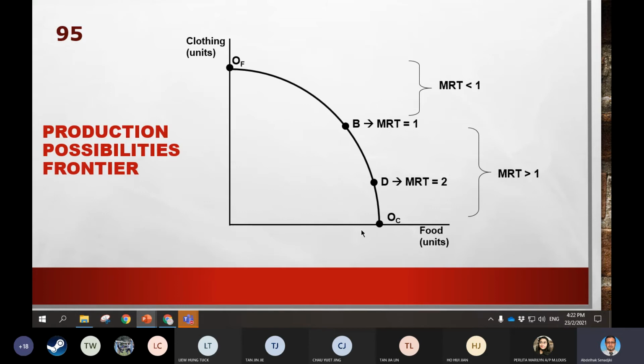How much does it cost me to produce 1 unit of food? In order to have 1 additional unit of food, it will cost me 1 unit of clothing. So at point B, the marginal rate of transformation equal to 1 means that the marginal cost of food equals the marginal cost of clothing. So if I want 2 additional units of clothing, then I need to give up 2 units of food. If I want 4 additional units of clothing, I need also to give up 4 units of food. So always, I'm at point B. But if I go to point D, for example, okay?